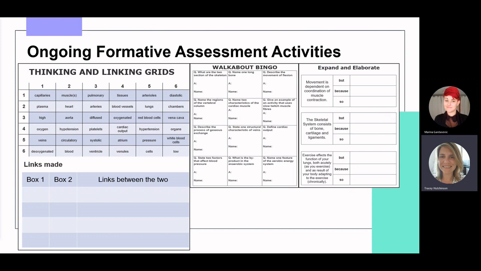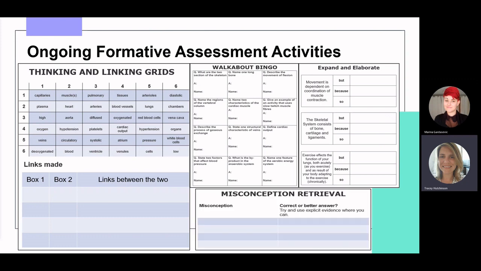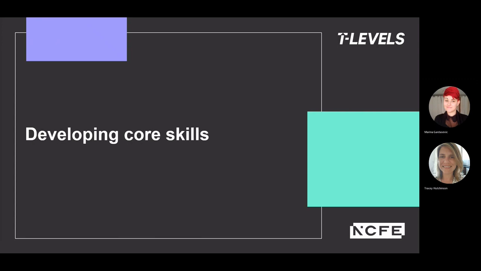Next, we have expand and elaborate. This allows for the higher justification, where you give students different statements and get students to go beyond the definition and description. And finally, we have misconception retrieval. This is a great way to start learners with common areas that are either incorrect or not fully expanded, with the view that students need to relay the correct answer with supporting evidence.